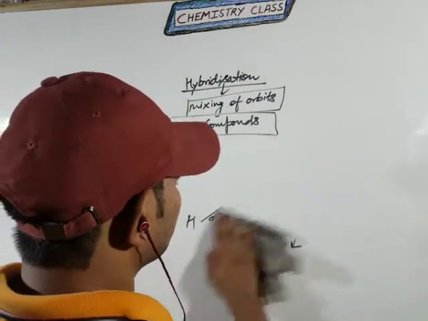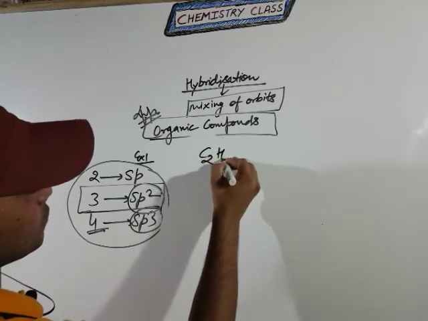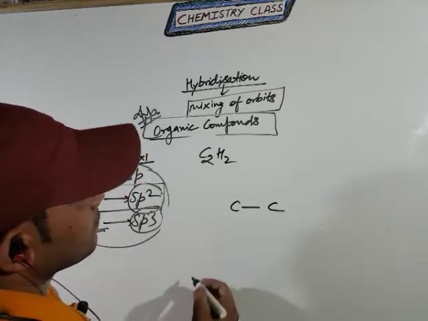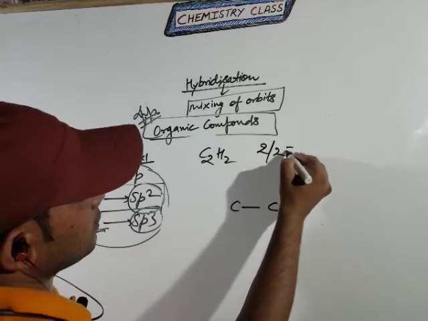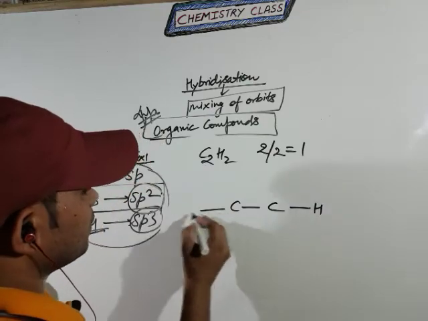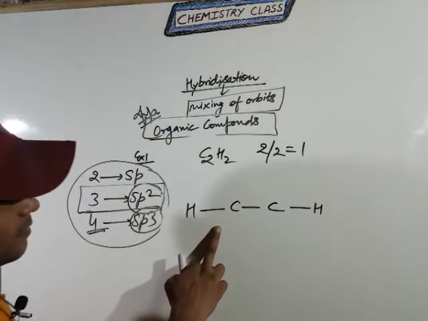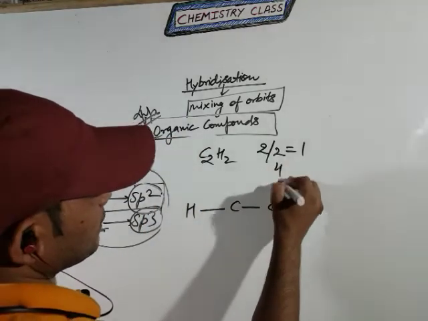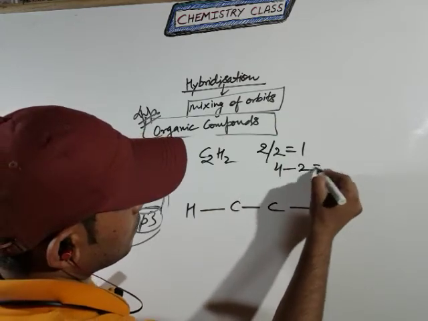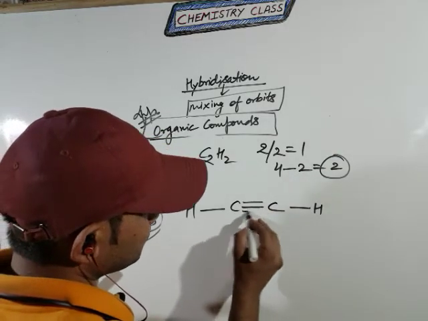Now we discuss another example, which is C2H2. Clear? C2H2 means two carbon atoms, and how much hydrogen? For the hydrogen, 2 by 2, that means 1. So each carbon atom has 1 hydrogen. But we know how much valency the central atom has? 4 is the maximum. But in this case we have only 2 bonds. So minus 2 bonds. So here 2 bonds are required. One is like that and one is like that.